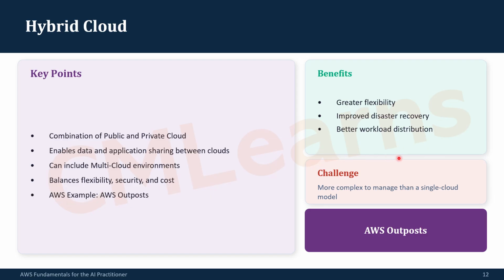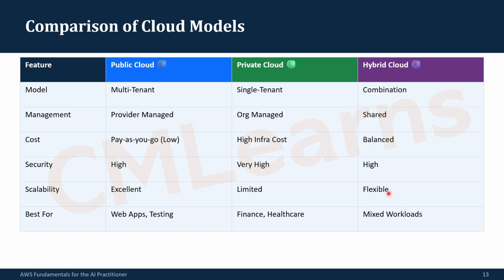And the benefits are, like I said, greater flexibility, improved disaster recovery, better workload distribution. We have a private cloud for the confidential information, as well as a public cloud for general information. But it's more complex to manage. Even while I was saying that, it sounds complex: we have some for this, we have some for that. How is it managed overall? We should have a dedicated team for the private cloud, but the public cloud will be managed by the cloud provider. So it's a bit complex. That's one of the challenges you will be facing while opting for hybrid clouds. And an example for that is AWS Outposts.